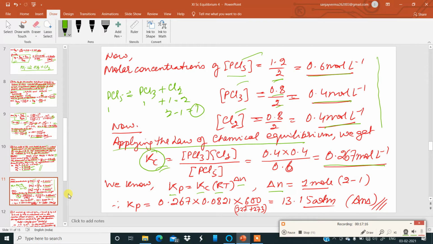Now let us put the values. Value of Kc, we put it over here and get the value of Kp. Gas constant is 0.0821, and temperature is 327 plus 27, that is coming to 600. Over here I have done the working. So the value of Kp will come to 13.15 atmosphere. This is the answer.